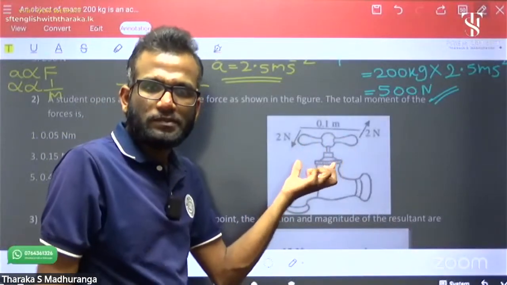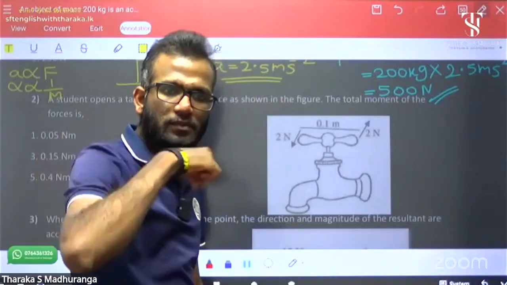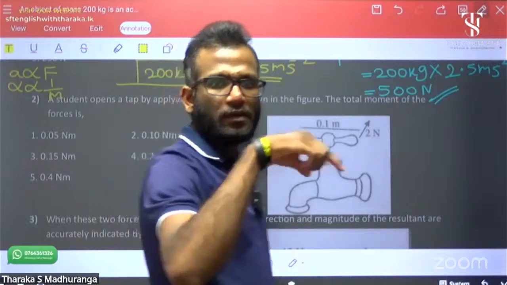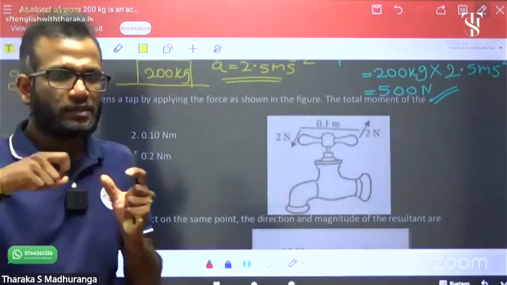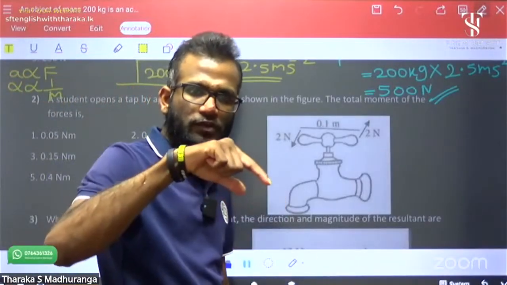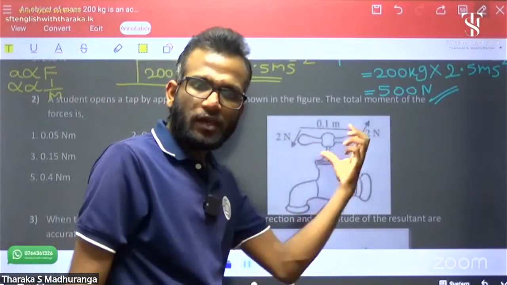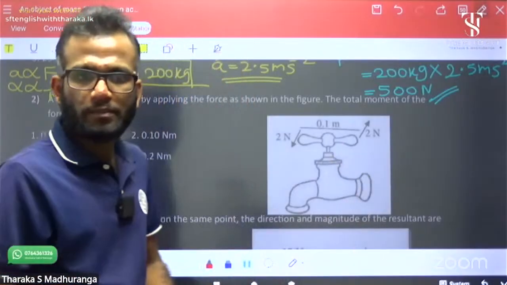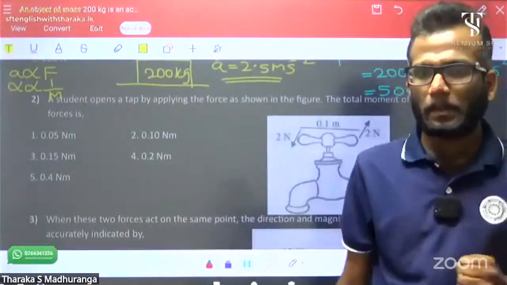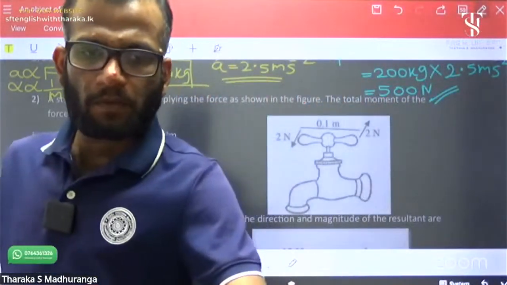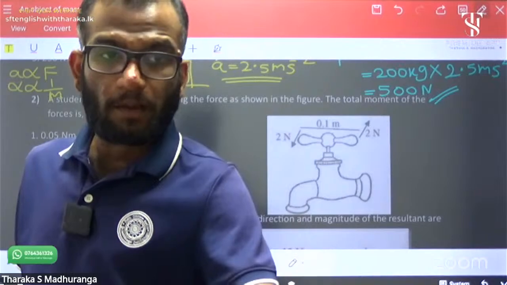The rotation of water tap. Samya, how do we call this? Two forces acting in opposite directions with the same magnitude, along two lines. What is the name? Very good. It is a couple of force.